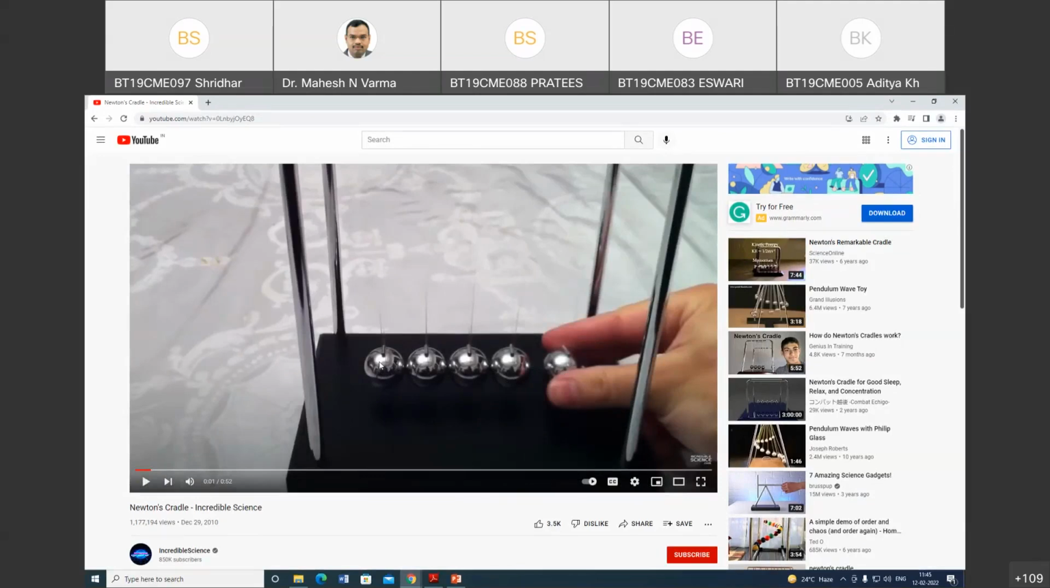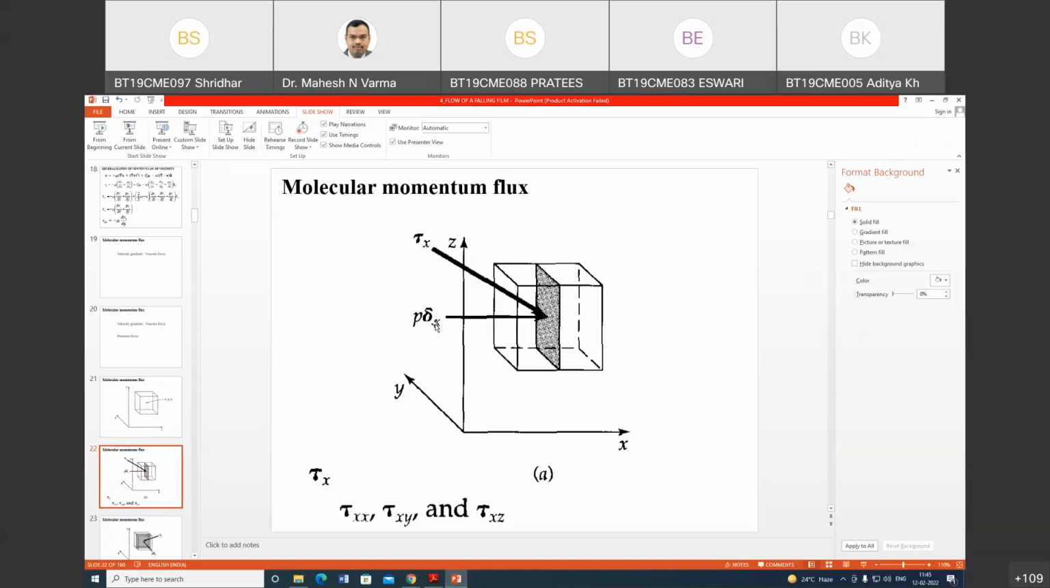Now you can imagine on a molecular level how to interpret this P into delta x. One molecule is giving momentum to another molecule, which gives momentum to a third molecule, and momentum is transported because of the pressure forces. It is not viscous forces. Viscous forces, we have already discussed how momentum is transported because of viscous forces.